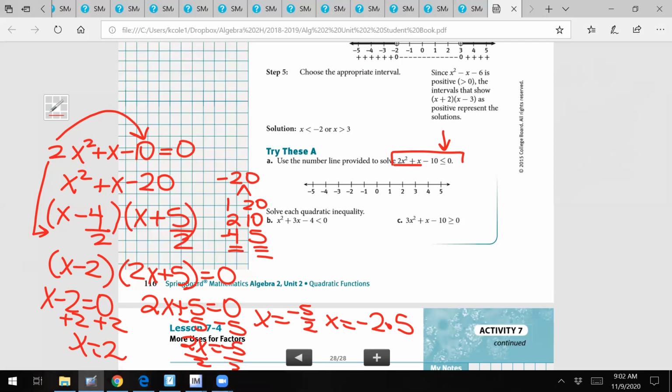So what we need to do is figure out which way this is going to go. So we've got our number line, or we could use this one. This is perfect. So we've got an open or closed circle on 2. It's closed because it's equal to. So I'm closing that in. And then we have negative 2.5. That would be in between 2 and 3.